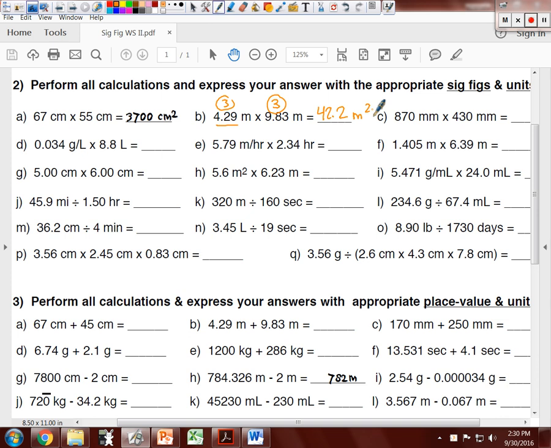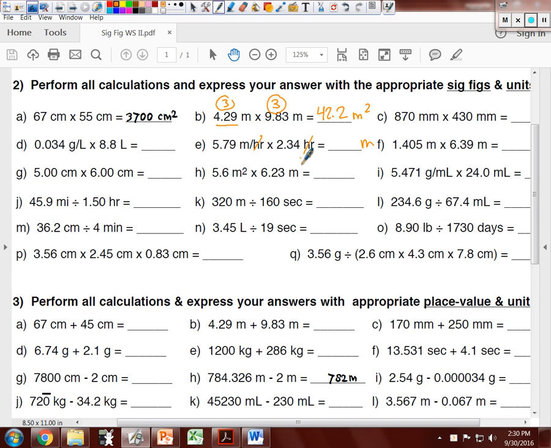Real quick, I'm going to do letter E. How many significant figures are in your answer? 3. And what was your unit on that? Meters. Very good. Why is it meters and not meters over hours squared? Very good, the hours would have canceled. Okay. All right.